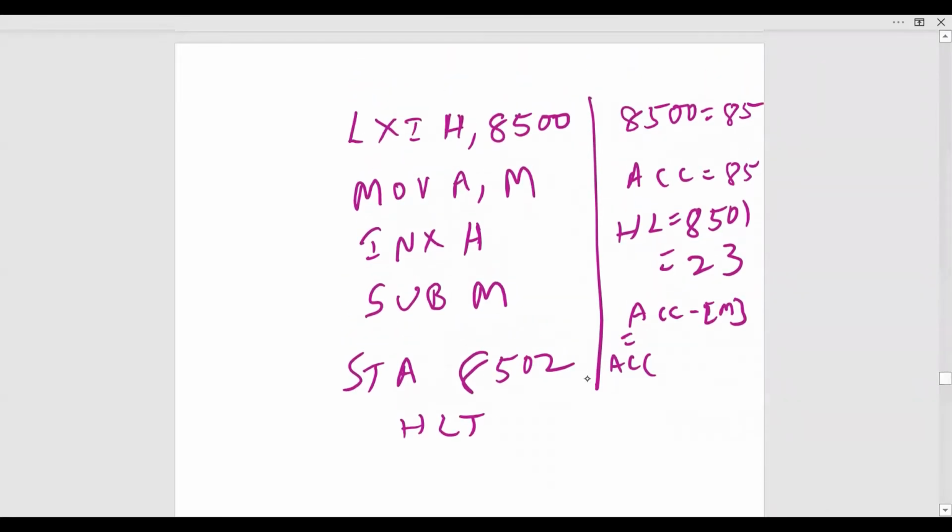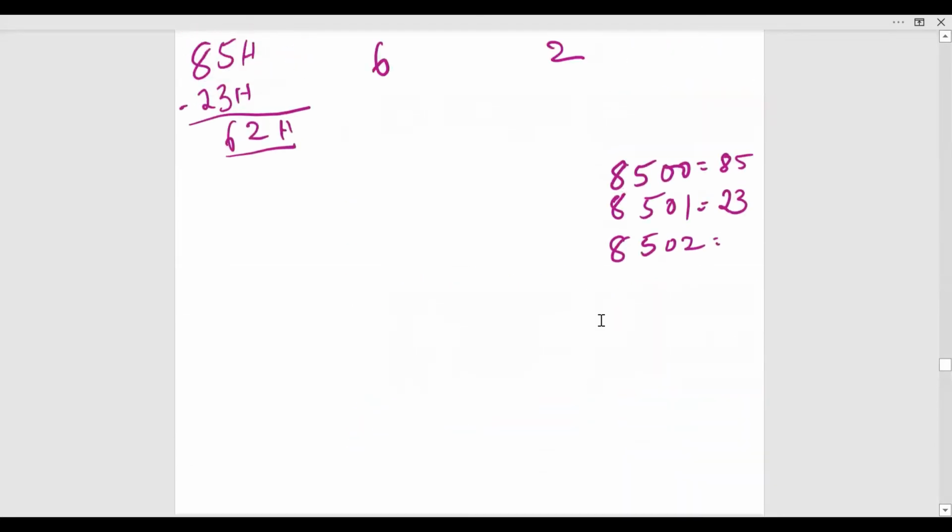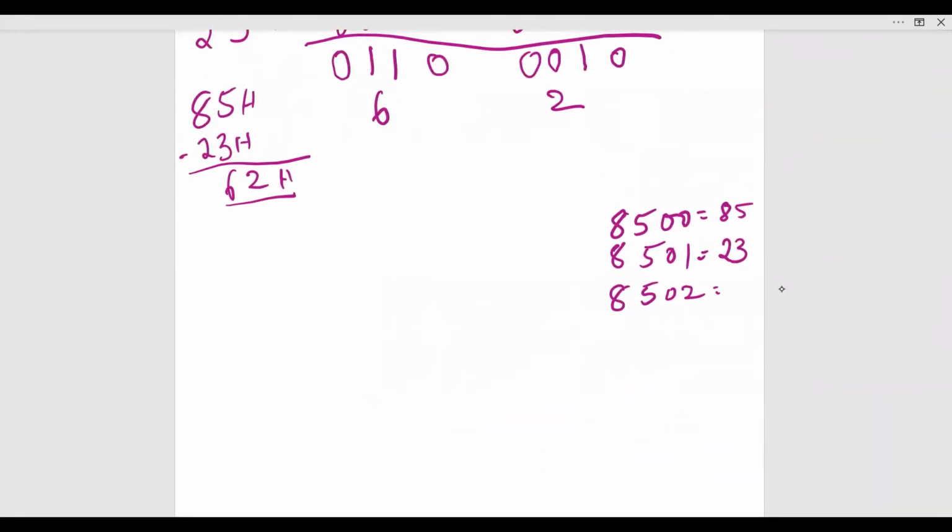First, we have to initialize the HL pair with the starting address of the data, where the data is. So initially we have to upload the numbers in the memory location. I have chosen 8500 as the memory location.